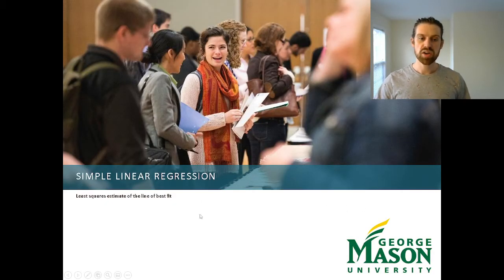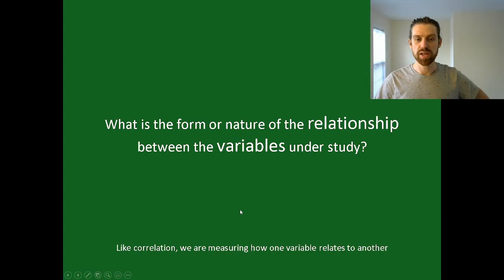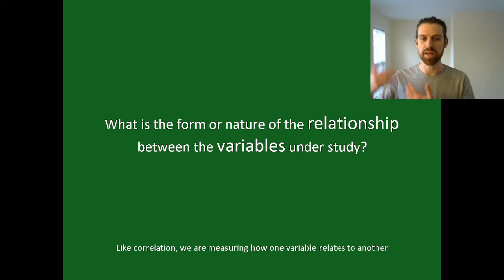So let's get stuck now into simple linear regression, and this is going to be what's called the least squares estimate of the line of best fit. So the question is, what is the form or nature of the relationship between the variables which we're going to study here? And we can keep using that kind of example, which is the number of years that you've had in education versus the income which you eventually command when you go out into the labour market and look for a job.